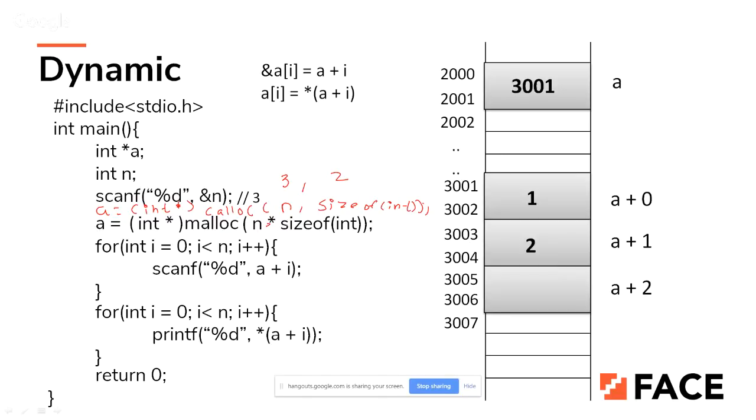Another difference is that if you are using calloc function, by default the value will be initialized as 0. This is the difference between malloc function and calloc function.